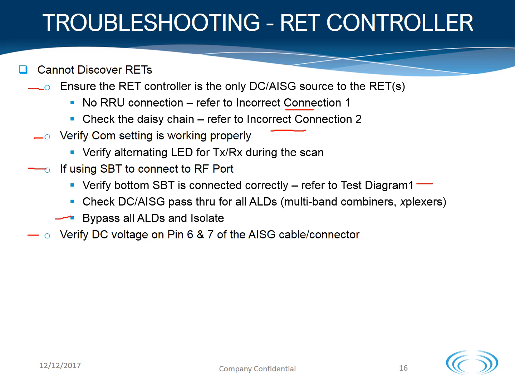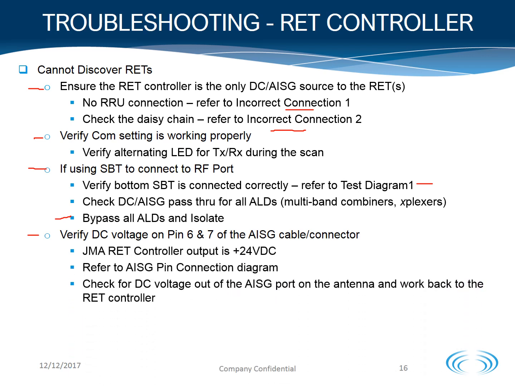You can also check pin 6 and 7 on the AISG connection to verify that the DC voltage from the RET controller is making its way to the motor. The JMA RET controller outputs 24 volts DC. You can refer to the pinout diagrams of the AISG cable that's been provided earlier with the Smart BIAST example. You can try to verify the DC voltage on pin 6 and 7 starting with the AISG port on the antenna and work your way down all the way back to the RET controller.